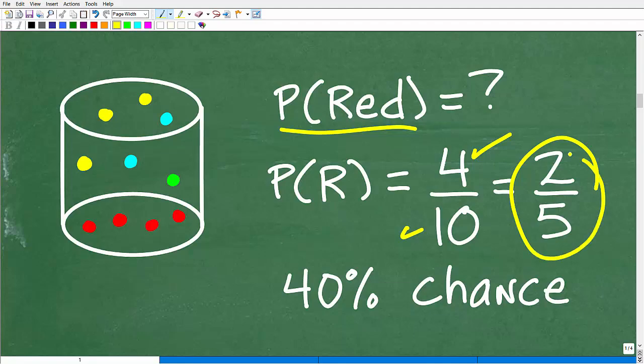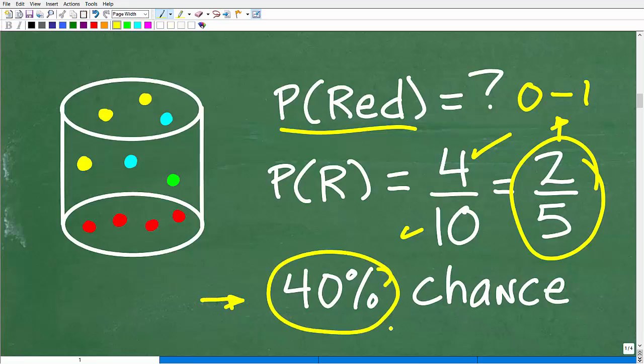All right, so again, probability is a number between 0 and 1, and you can see this fraction right here is less than 1, but it's greater than 0. And we could take 2/5 and turn that into a decimal, and take that decimal and turn that into a percent, so that would be 40%. Okay, so there would be a 40% chance of selecting a red from this jar of marbles.